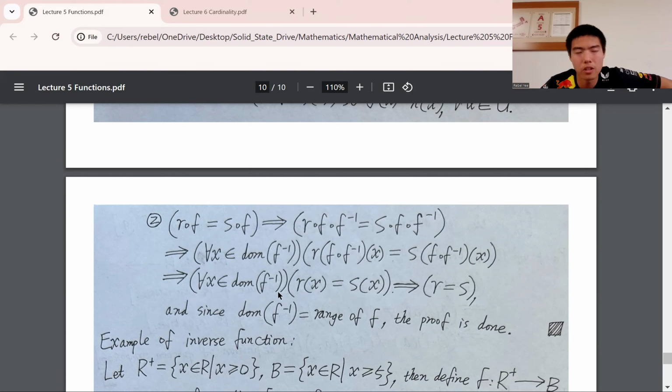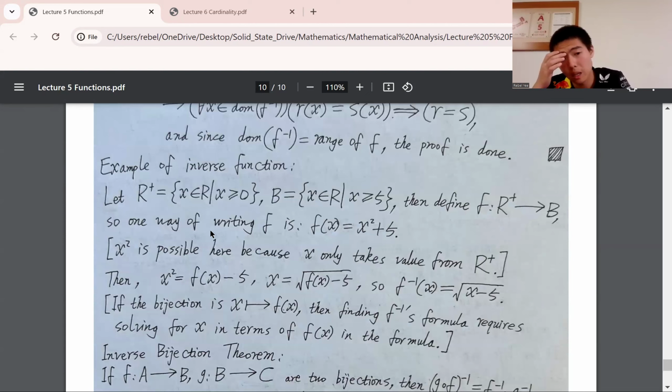Because this is a definition. This is a definition of a function. Their domain is the same, and each value from the domain takes you to the same value in the codomain as well. So which means the two functions are the same. So the proof is done. The right cancellation is also proved.